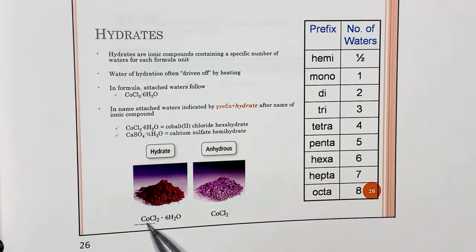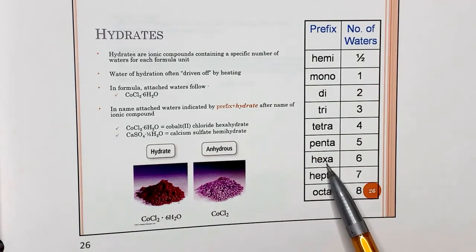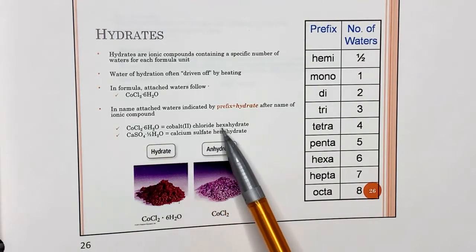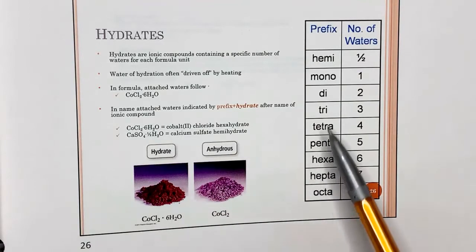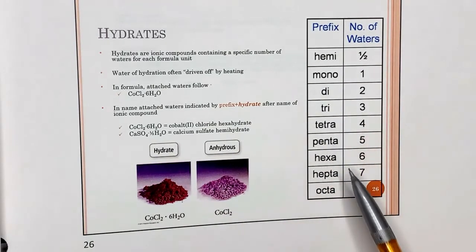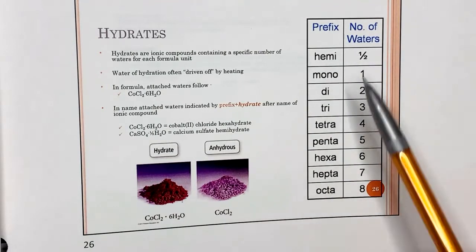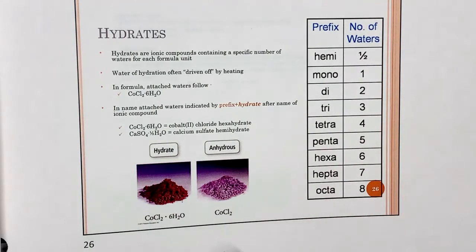So that's why we call it cobalt(II) chloride, and then 6, what's 6? Take a look here, it says hexa and then hydrate. So that's why the name is cobalt(II) chloride hexahydrate. Okay, so you just have to remember how many waters are in there and what each number of water's prefix name will be. So go ahead and start remembering this too.